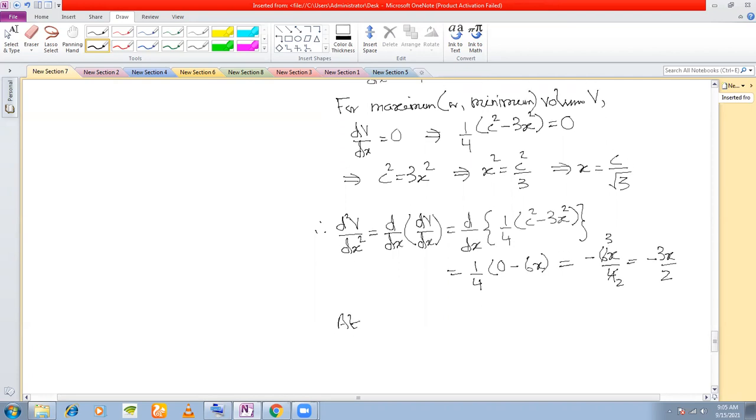At x equal to c by root 3, d2V/dx2 is equal to minus 3 by 2 into c by root 3, which is less than 0.